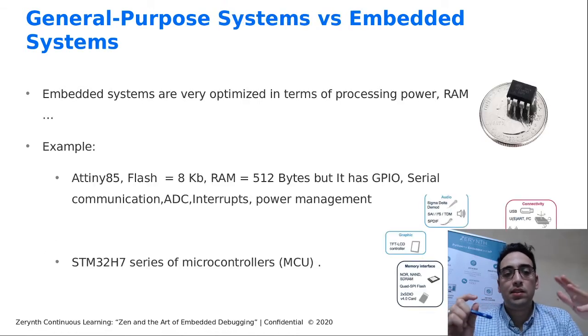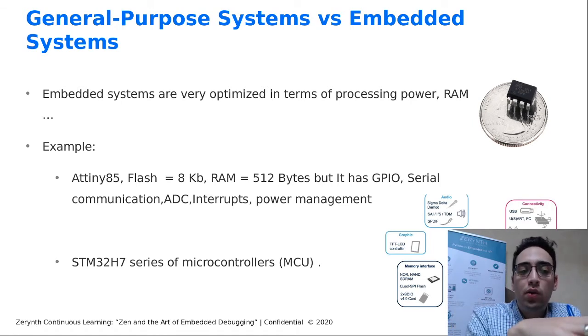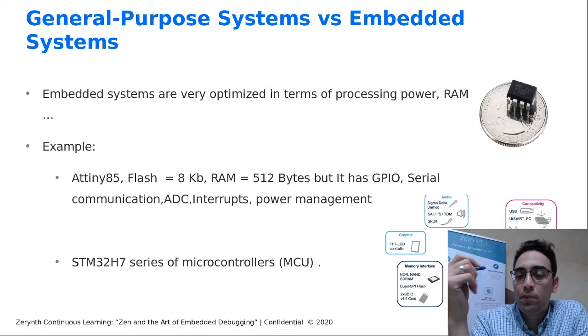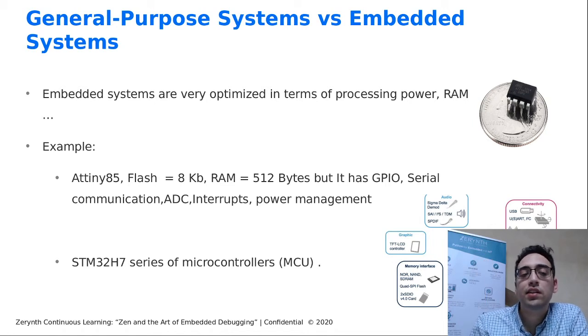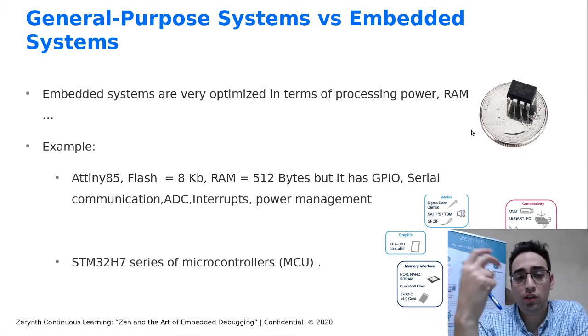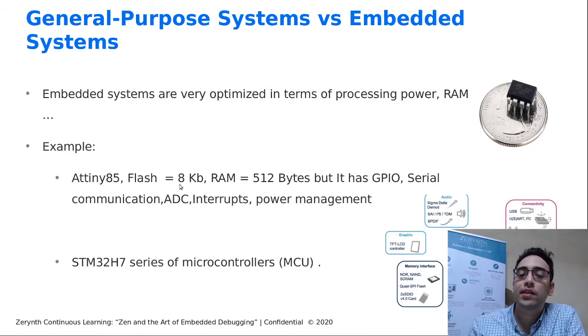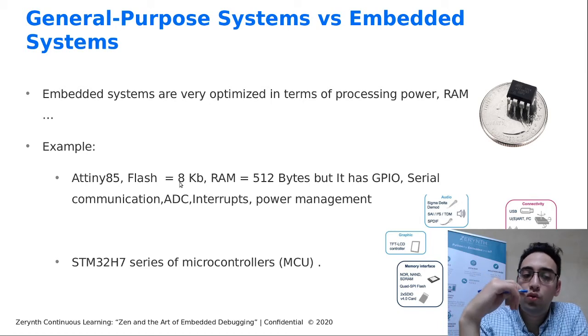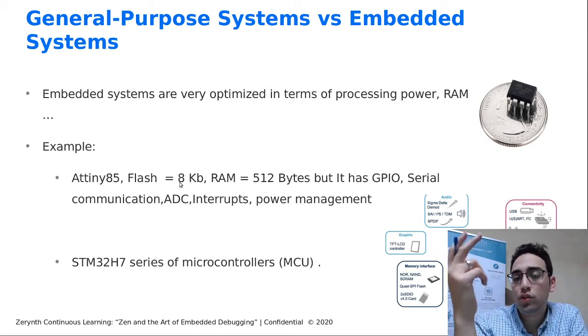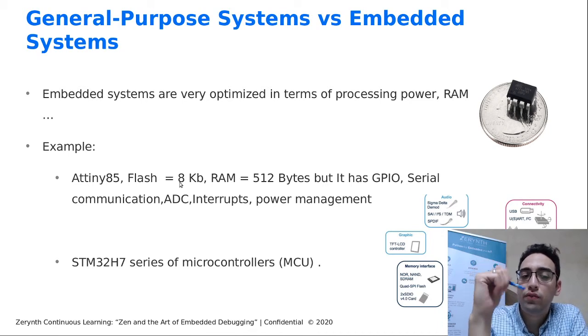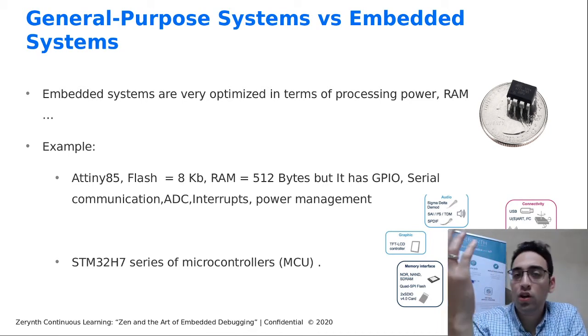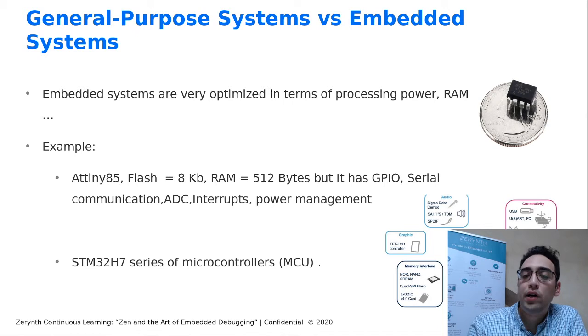That's why typically embedded systems are very optimized in terms of processing power and in terms of RAM. For example, in a project, you might use something really simple or really optimized, such as the ATtiny85 microcontroller, which is an 8-bit microcontroller that has just 512 bytes of RAM and then 8 kilobytes of flash. So writing code on this microcontroller needs to be very optimized just to fit into these restrictions. But it's not a weak microcontroller. It has all the typical needed peripherals, such as GPIO to control some devices.